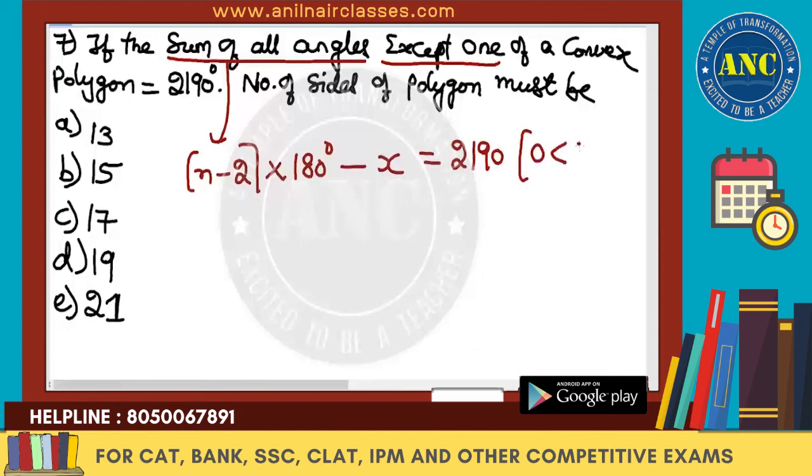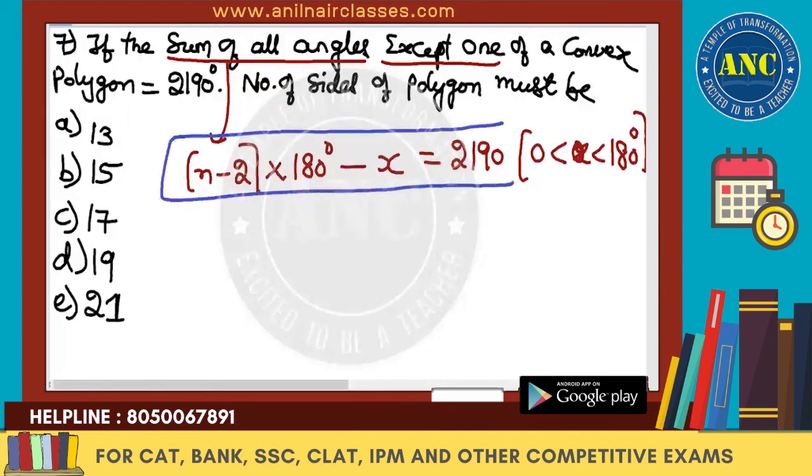Because it is a convex polygon, x should lie from 0 to 180. I hope it is clear. X should lie from 0 to 180. I hope this equation is clear: (n minus 2) into 180 minus x is 2190.